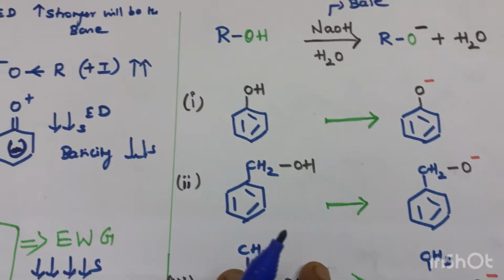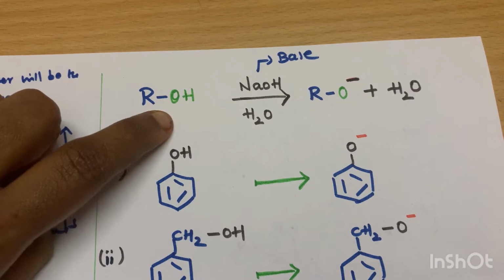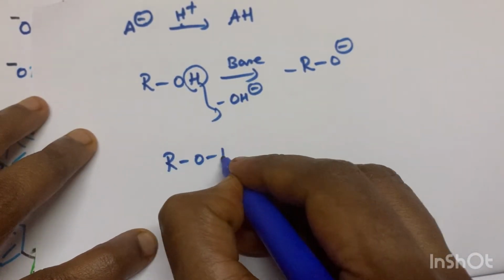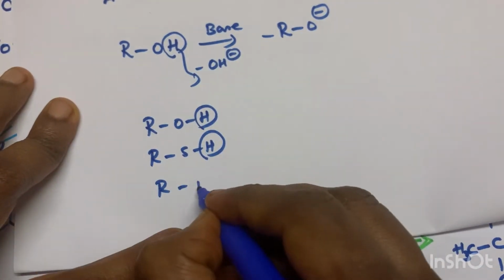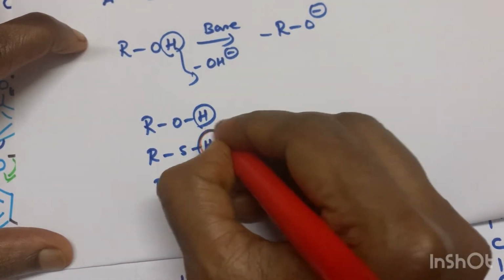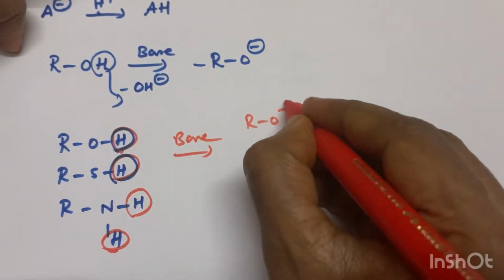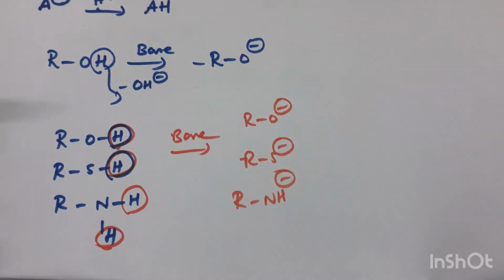So why does it happen? Because we know that the hydrogen directly attached to the heteroatoms is very acidic. Okay, so you can apply the same thing. See, in ROH this proton is acidic, and in RSH this proton is acidic. All the hydrogens directly attached to the heteroatoms are very acidic. When treated with a base, it will convert to the corresponding anion.